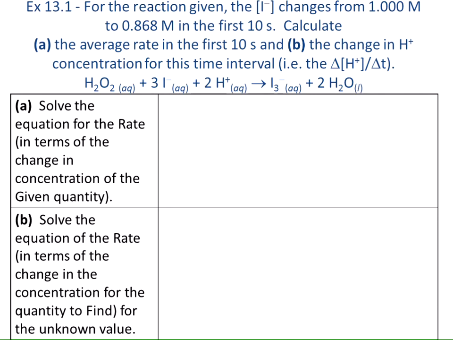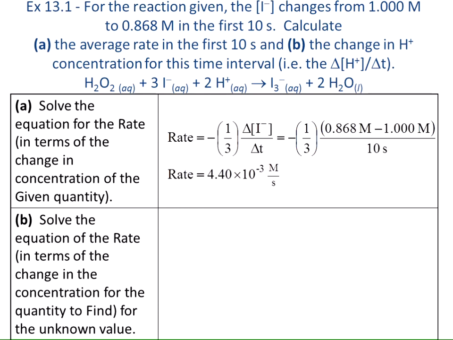So let's look at doing the average rate in the first 10 seconds. So they've given us that the I- concentration changes from 1 molar to 0.868 molar. So since they've given me that information, I'm going to look at the rate of the reaction based on that I-. So I set up my general equation for my rate for my I-. So this is a reactant, so I need the -1 in front. There's a 3 coefficient in the balanced chemical equation, so I need to put a 1 over 3 coefficient. And we're looking at the change in the I- concentration over the change in time.